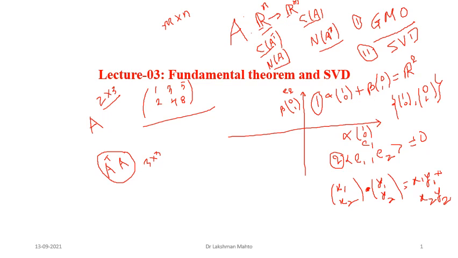Actually, this one is a square matrix, so it is always possible to find the eigenvalues and eigenvectors of A transpose A. There is no issue, because the process of finding eigenvalues and eigenvectors involves the determinant, and you are able to calculate the determinant of this matrix. So you can calculate the eigenvalues and eigenvectors of this one.